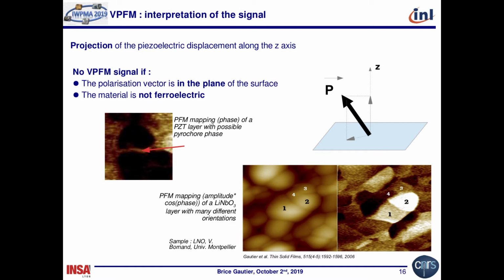From there, if you have no vertical PFM signal, you have the choice between two situations. For example, this PZT there, this is probably a pyrochlore phase, so it's not ferroelectric. So if you have no amplitude, either the sample is not ferroelectric, as is the case for pyrochlore phase, or the polarization is entirely contained in the plane of the surface. In these two situations, you won't have any vertical PFM signal at all. So you have to choose between the two situations.